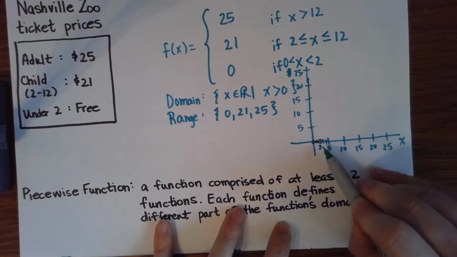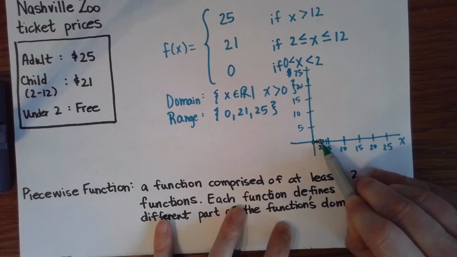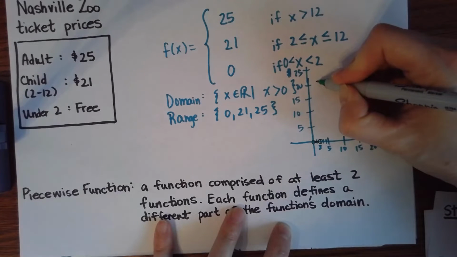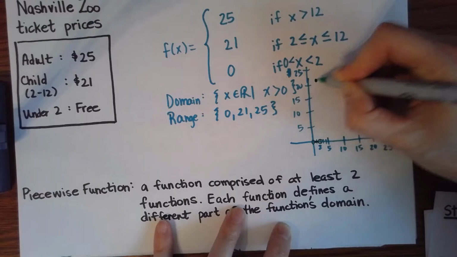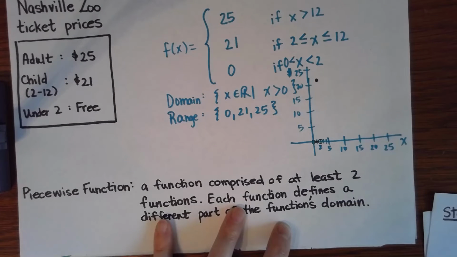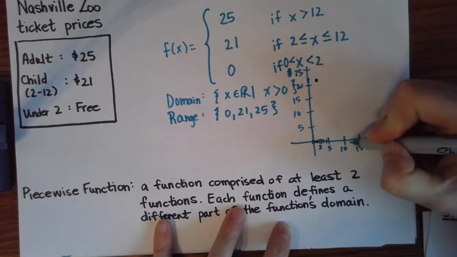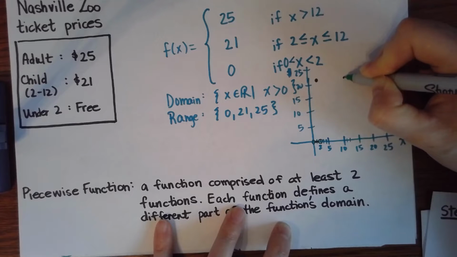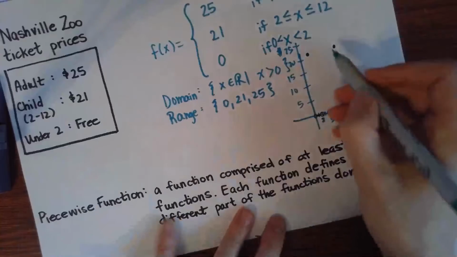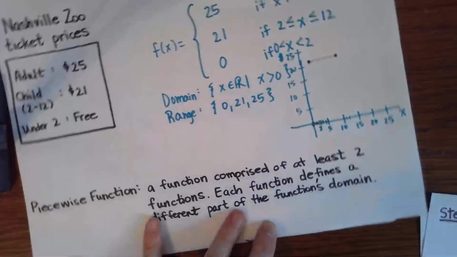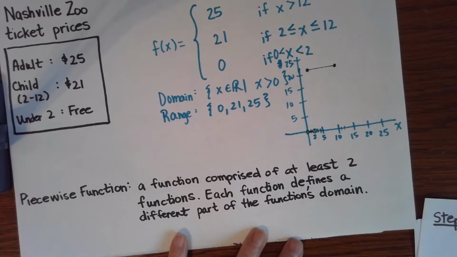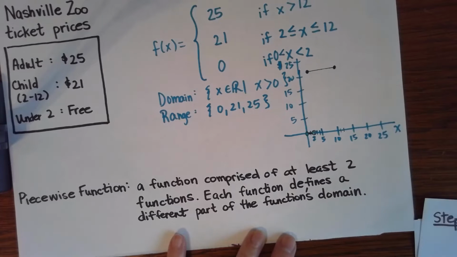Okay, now once we get up to 2, it's going to cost $21. So at 2, it's going to be $21. Okay, and it continues to be $21 if you're 2 years in 1 day, 2 years in 3 days, 2 years in 3 days and 14 seconds, like no matter what, all the way up until you get to 12. Okay, so let's say that's 12 right there. That's also $21. So anything from 2 to 12 is $21.